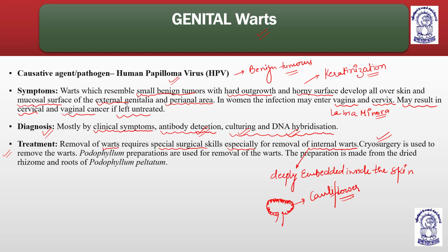Cryosurgery is used to remove the warts. Cryo means very low temperature, surgery means surgical excision. So in cryosurgery the temperature is brought very low, which leads to disruption in the blood supply and clotting of the blood. If the outgrowth does not have that amount of blood supply, it will become dead. That is why cryosurgery is used very frequently nowadays to remove these warts.